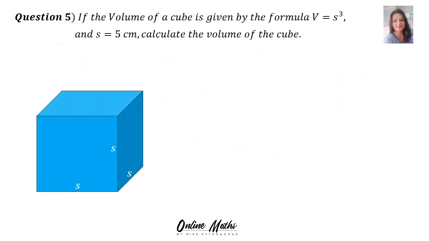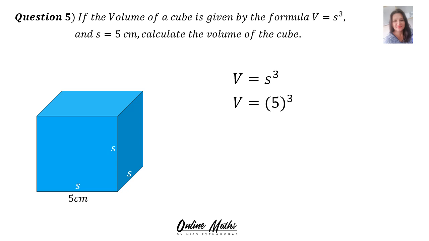Question 5. If the volume of a cube is given by the formula V is equal to s cubed and s is 5 centimeters, calculate the volume of the cube. So what we will do is the formula was given. V is equal to s cubed. And then s was also given, that it's 5. Therefore, in s's place, the input value, we substitute 5.